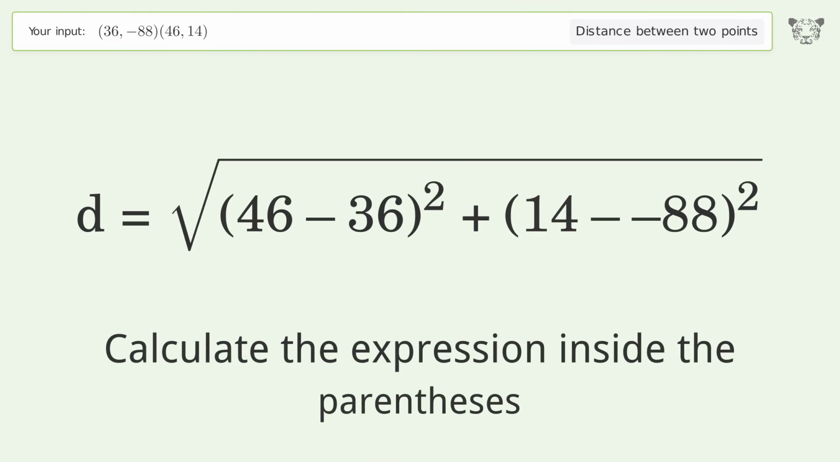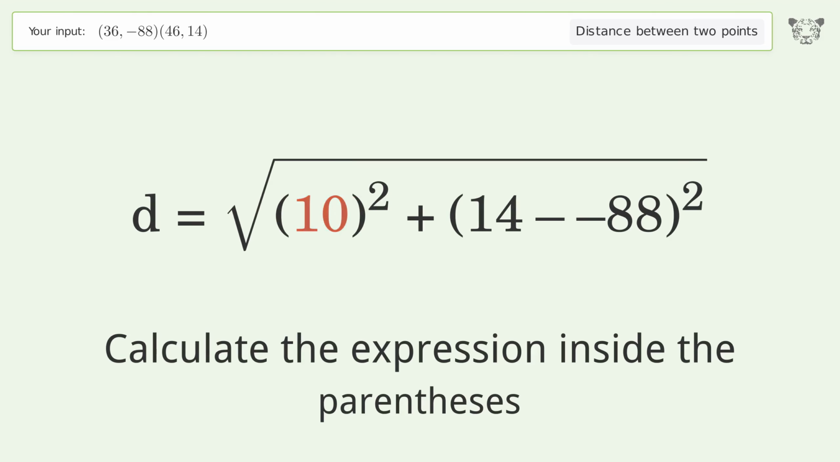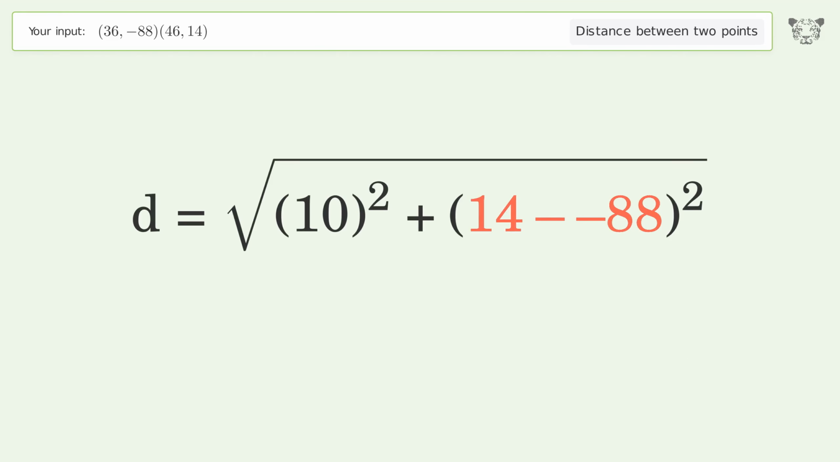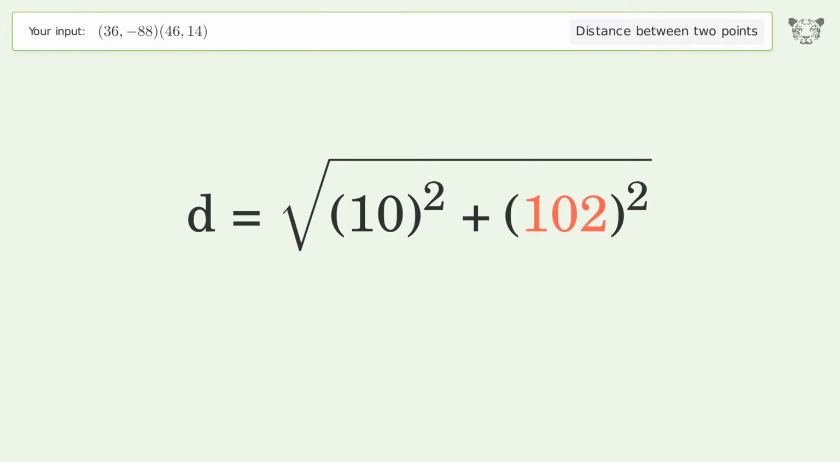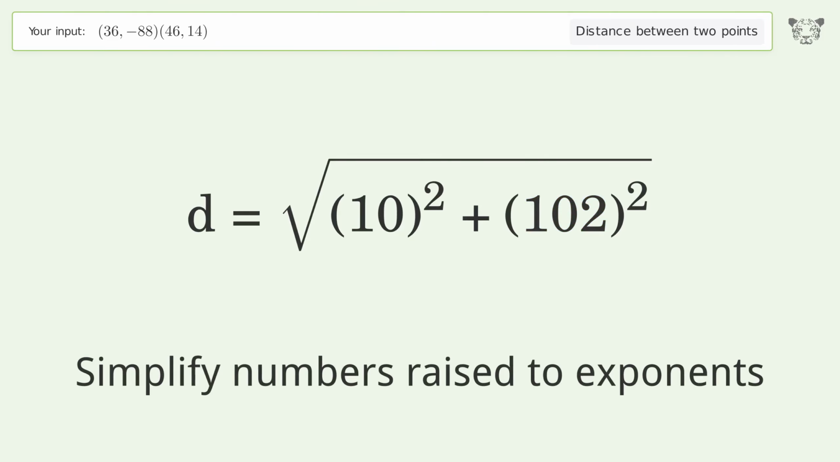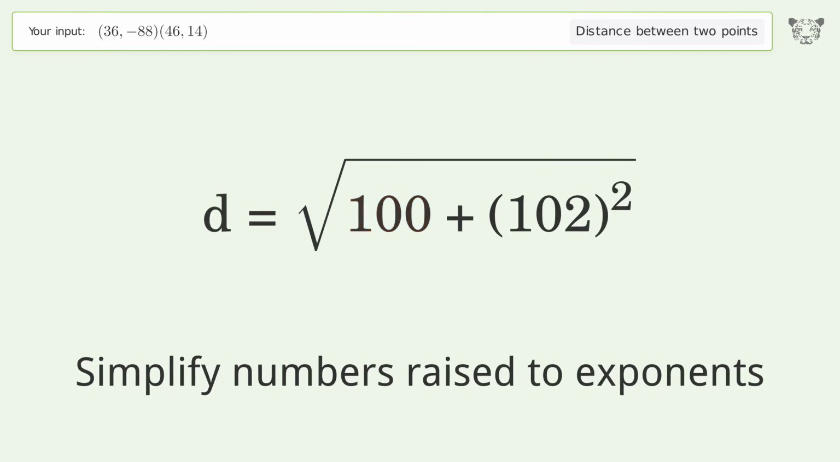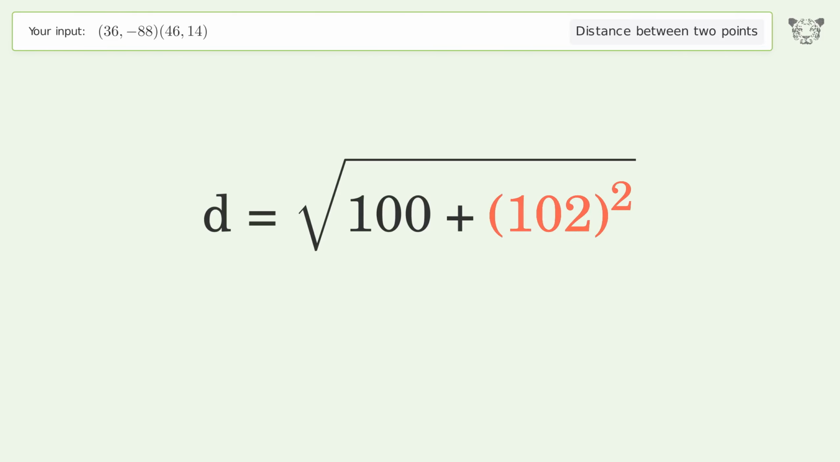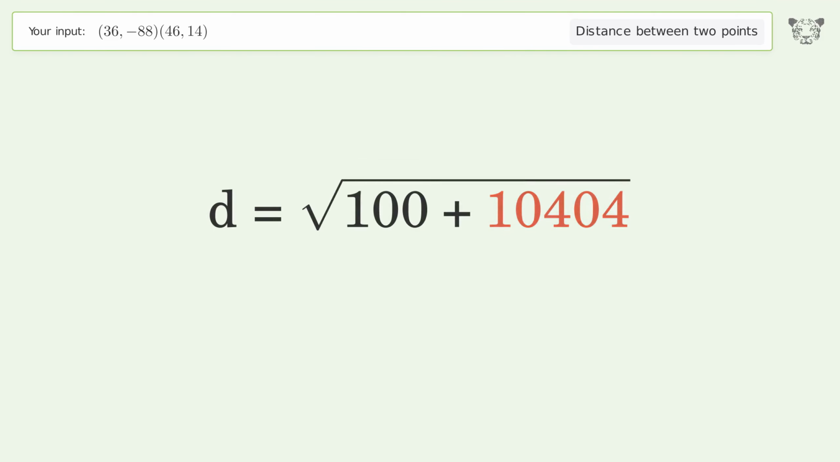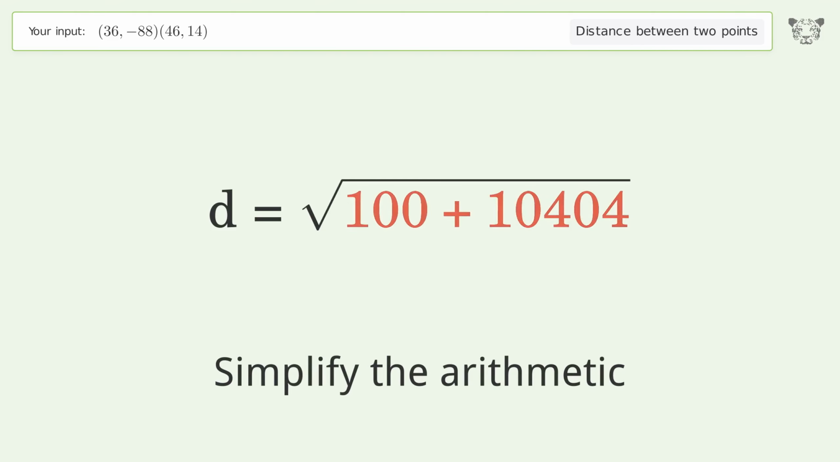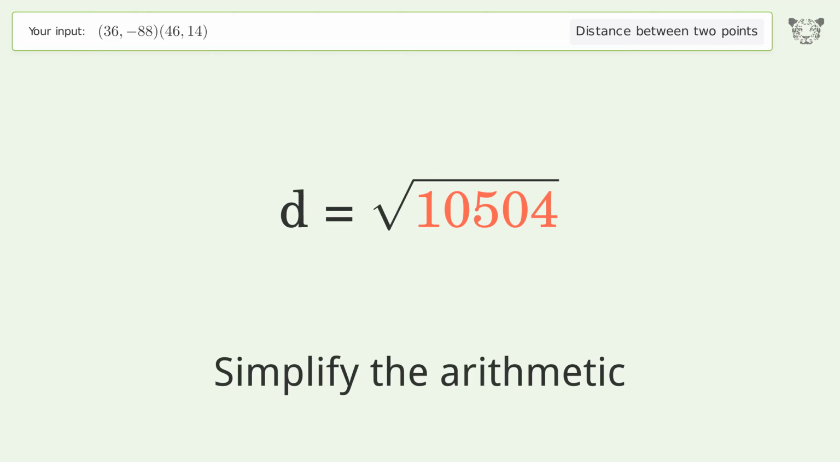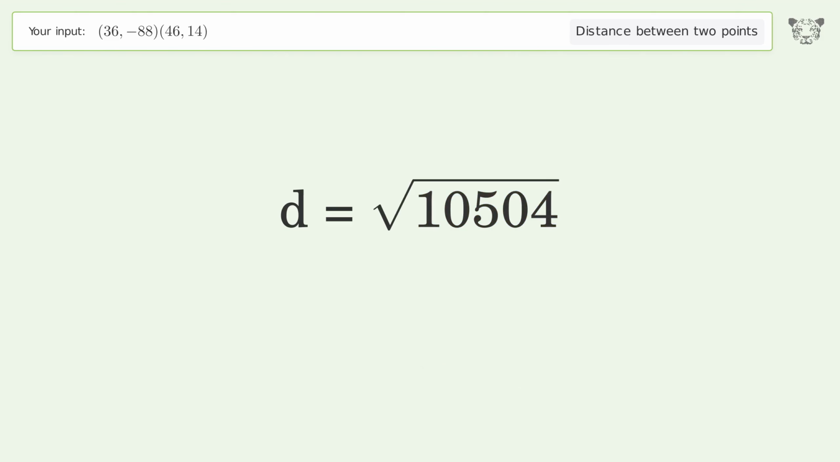Calculate the expression inside the parentheses. Simplify numbers raised to exponents. Simplify the arithmetic. And so the distance between the 2 points is the square root of 10,504 or 102.489.